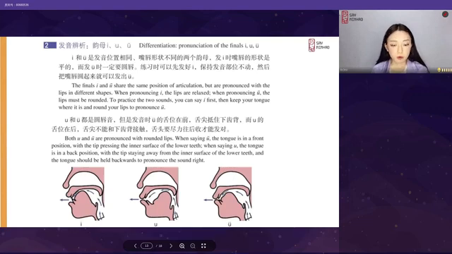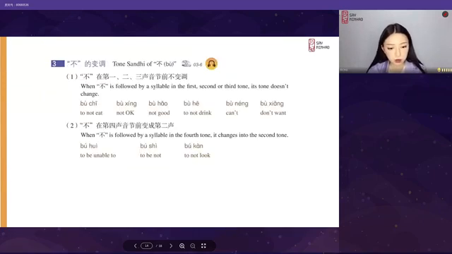But for u, we can see here it is u. It is different. For e and yu, we will raise the front part of our tongue. But for u, we will raise the back part of our tongue. So it is u, u. But the shape of our lip is the same as yu. Okay, this is e, yu, and u. Try to practice more. I think you can all know how to practice them.